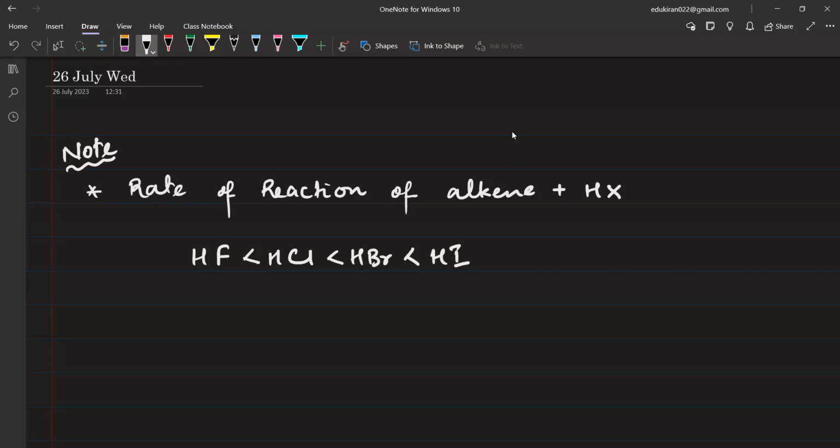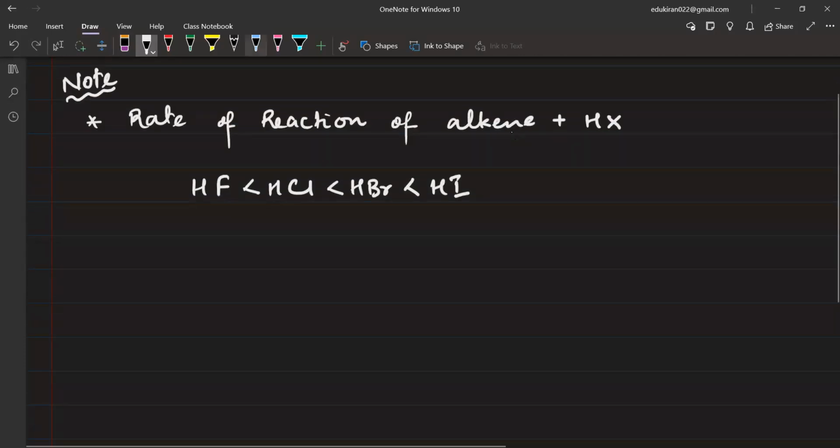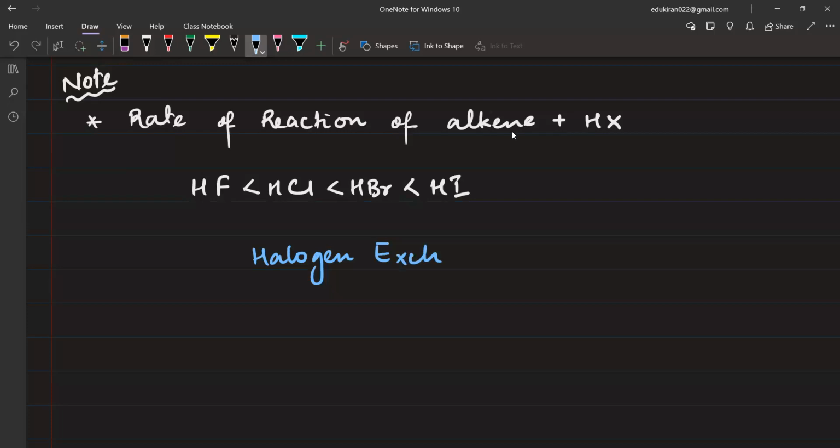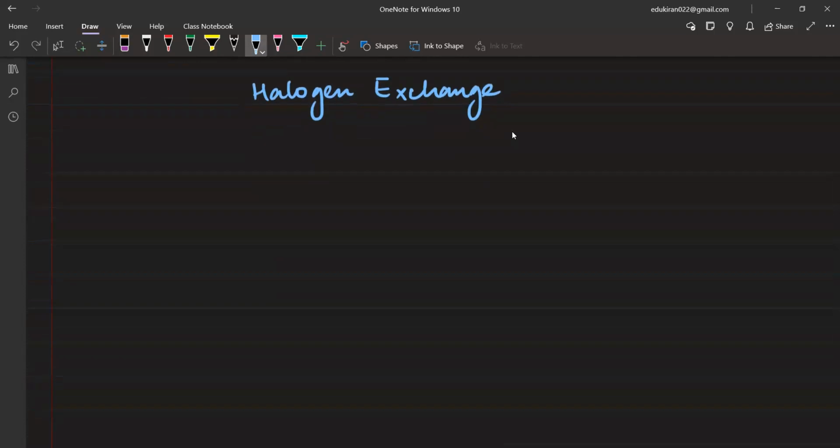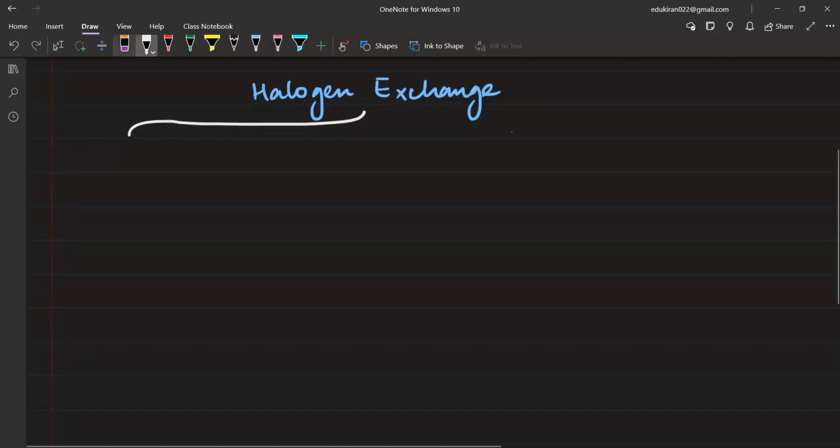From here, we have three more reactions to learn, and all of these three reactions are named reactions. The first one we will do, and you can remember this as one section, is known as the halogen exchange method. In halogen exchange, there are two reactions that come into this category.